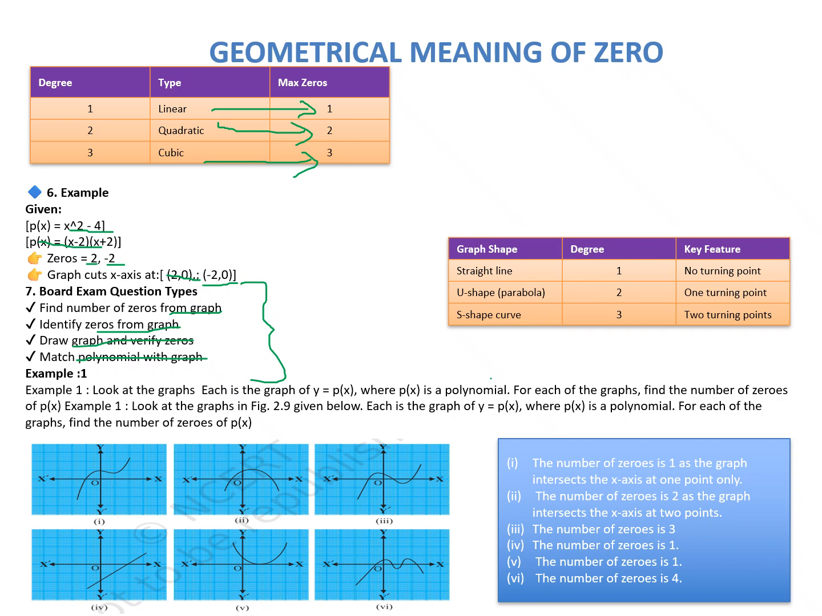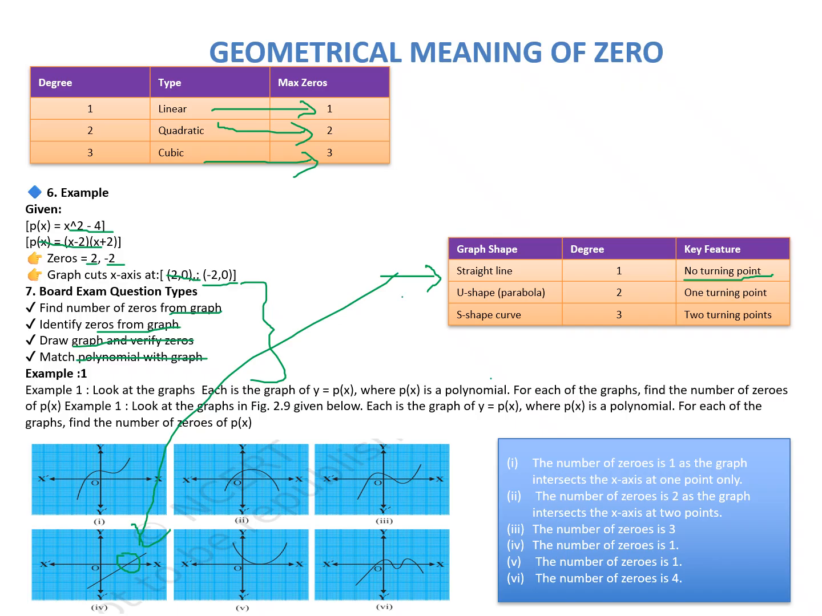If you look at the rule here, if we have a linear equation with degree 1, the graph is represented by a straight line, like this one. This is an equation with degree 1, and it has no turning point. The key feature is that it does not have a turning point. This is a linear equation and it will cut the x-axis at only 1 point.